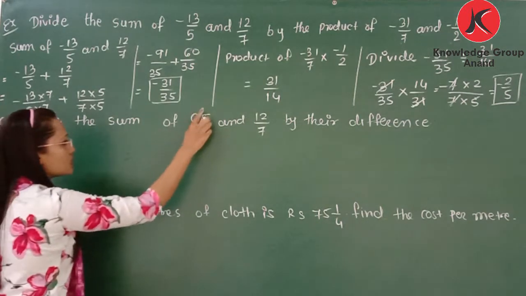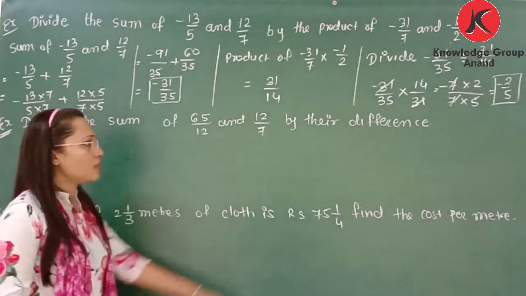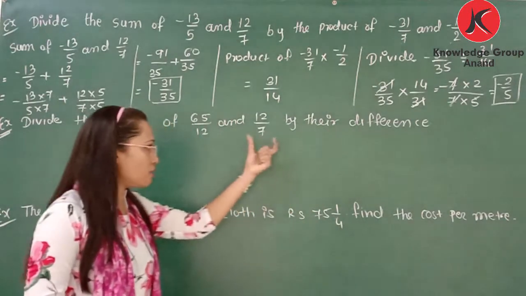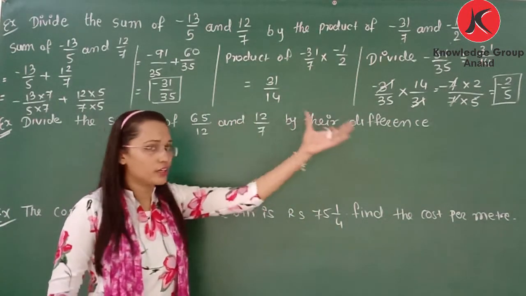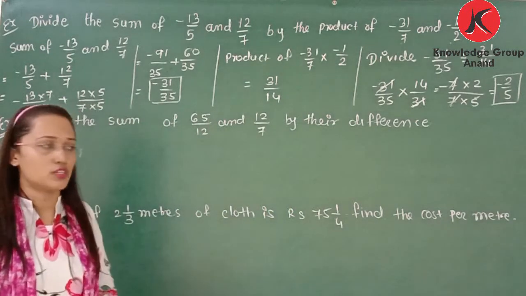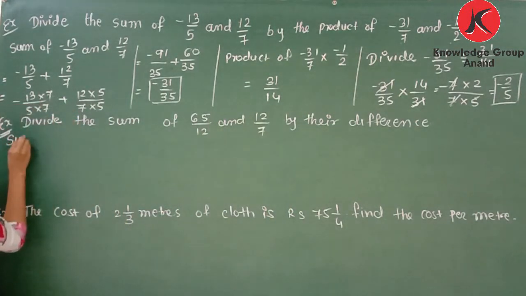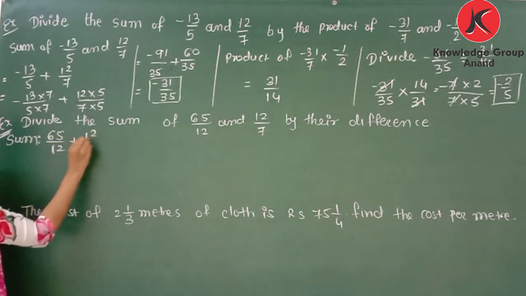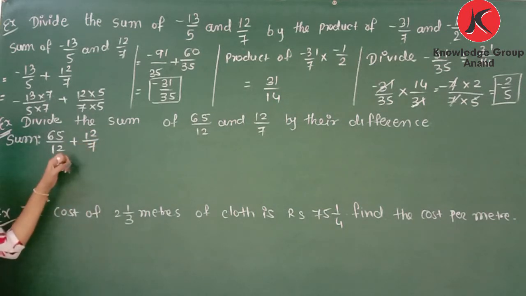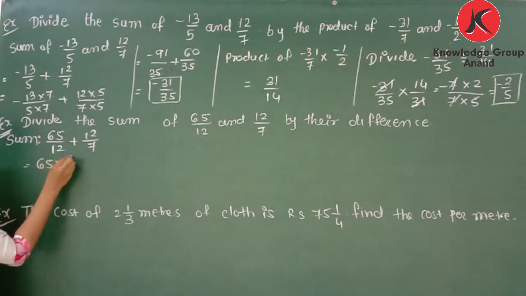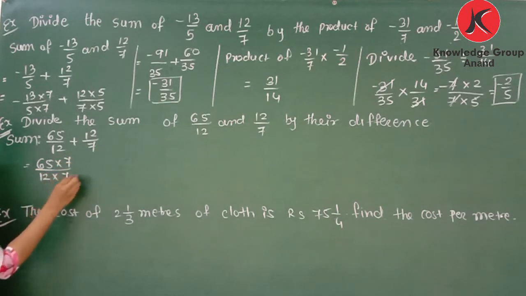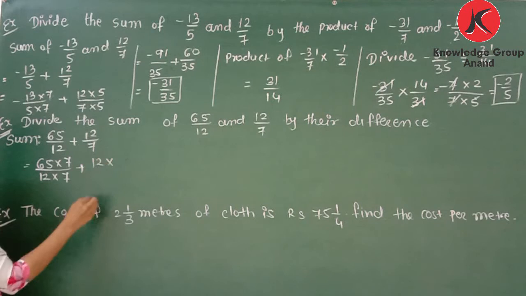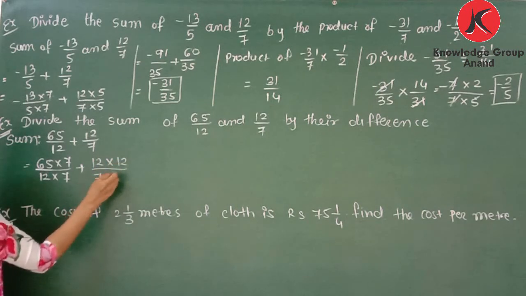Divide the sum of 65 by 12 and 12 by 7 by their difference. So here we need to find the sum of this, then find the difference of that, and then take the division. So let's find the sum. 65 by 12 plus 12 by 7. LCM is 84. So 12 is multiplied with 7 and 7 is multiplied with 12. So 65 is multiplied with 7 and 12 is multiplied with 7. 7 is multiplied with 12.